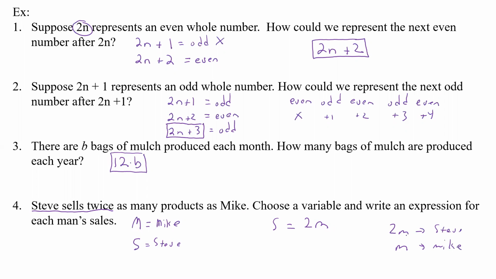So we're not putting equals, we're just saying, this is what is equal to Steve, this is what is equal to Mike. But in reality, we're saying S is equal to 2M, because S is Steve, and M is Mike, so Mike is just M. But we're really looking at just the expression, so we have 2M and M. All right, so that's all I have here.